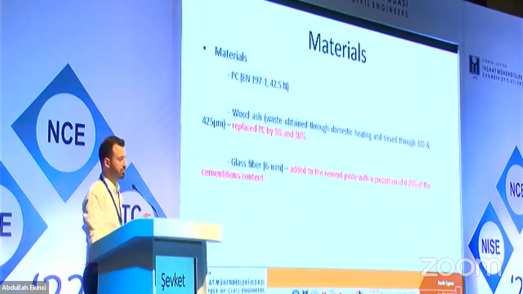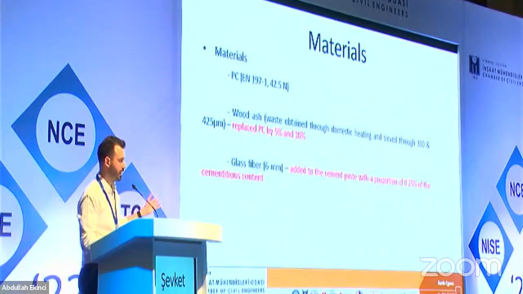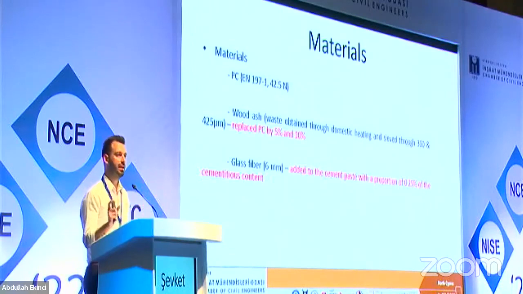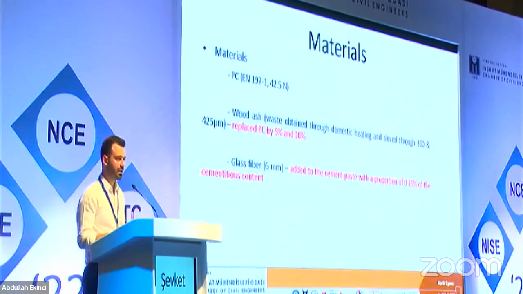Here are the materials that I used for the PC, quite straightforward, under the EN 197 standard. Wood ash waste was the waste material used to achieve low carbon. I have done previous research on using wood ash in concrete production, but here I used it in the paste, and specific gradings I used in order to compare with my earlier research. I sieved it to 425 microns, and in order to compare what happens if the grading changes, I sieved it to 300 microns.